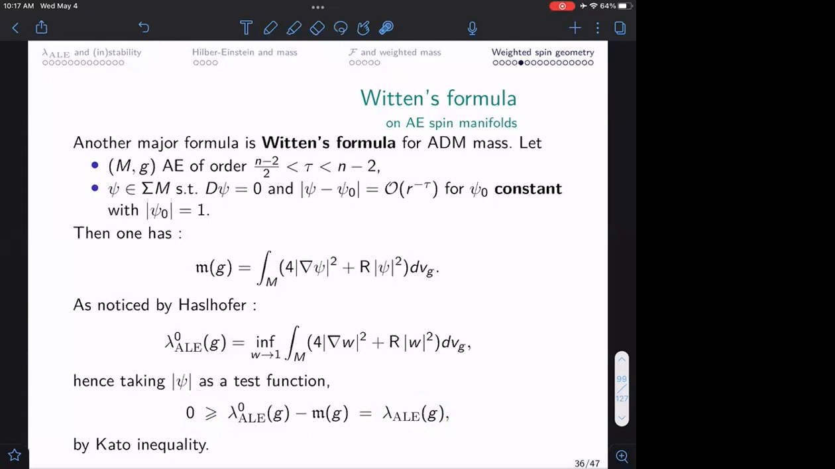If you take any metric which is ALE on a spin manifold, it will have non-positive lambda ALE functional, and the only zeros are hyperkähler in dimension 4 and have special holonomy in higher dimension. So that's a very strong characterization. You can completely characterize the zeros of lambda ALE on a spin manifold by special holonomy. And we'll see it again with Witten's formula.